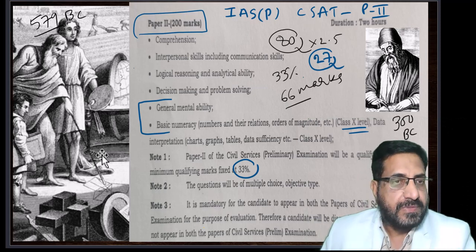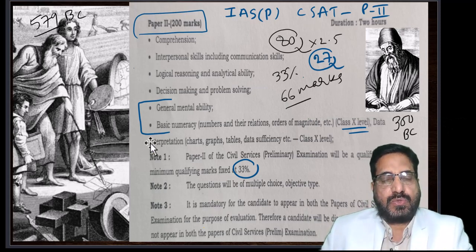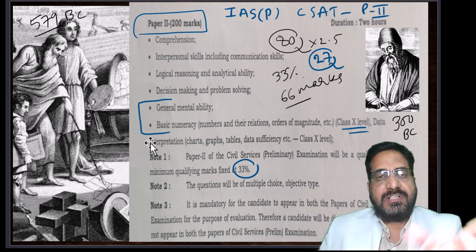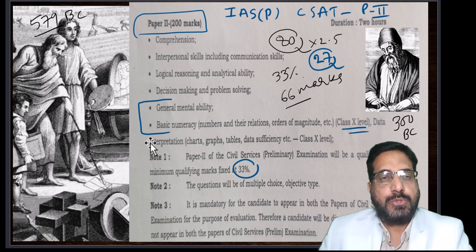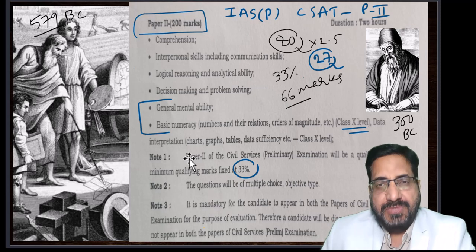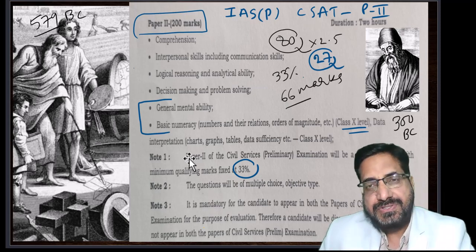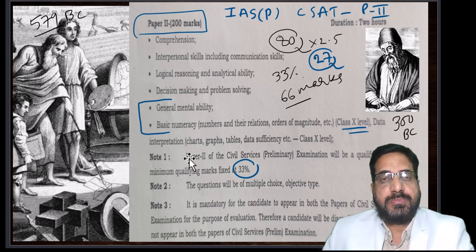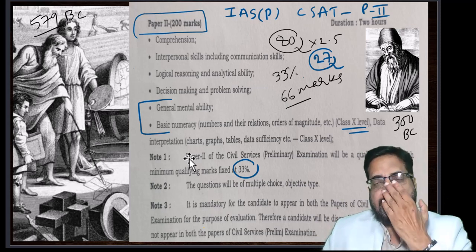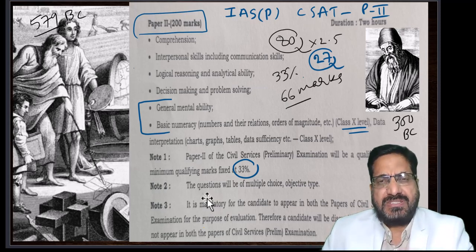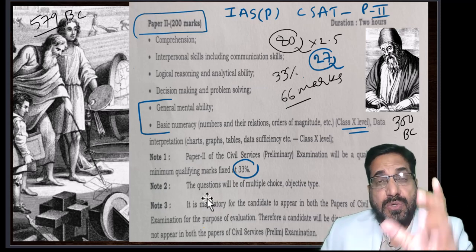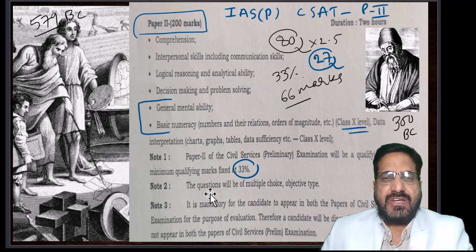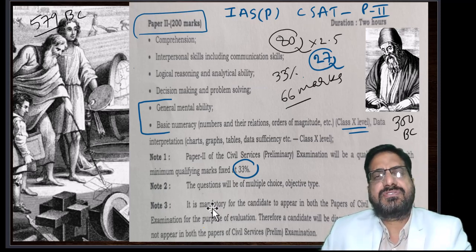Out of 80, normally this quantitative aptitude or general mental ability and basic numeracy part will contain around 40 questions. So from this, if you solve around 20 questions, the remaining part of the question paper, you can solve the comprehension, and it's all very simple. So it is not a big thing to get qualified in this paper. You have to get just 66 marks out of 200.